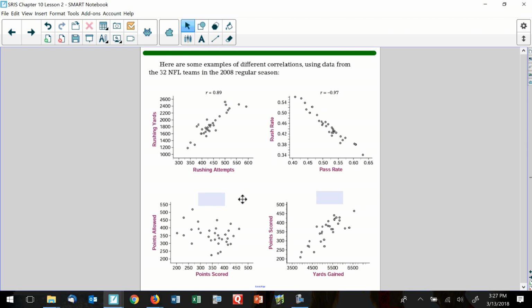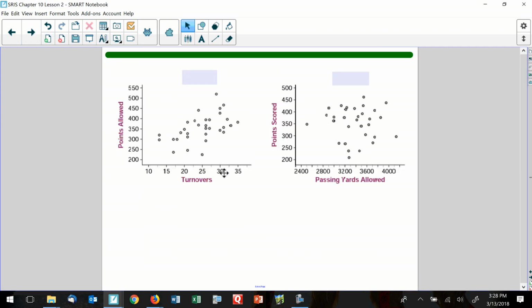The one down here looks pretty weak. It looks a little negative, and it's -0.31. The closer to 0, the weaker it is. The other one looks strong and positive, and that's 0.82. This one looks a little positive: 0.54, not too bad. And this one is -0.04. That's almost the point where we don't see an association at all. So that's what correlation does.